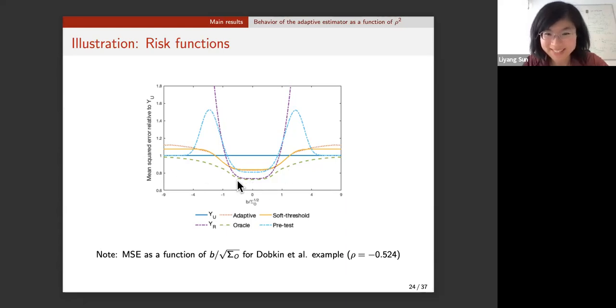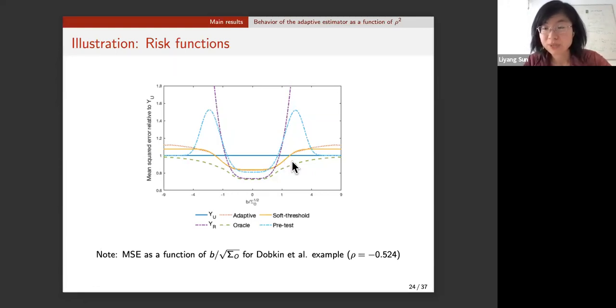I mean, the oracle here cannot be achieved by a single estimator. So that's not achievable by any of these estimators. But if we're talking about the worst case adaptation regret as a property, then the optimal one is the fully adaptive one, and the self-thresholding is a very close approximation.